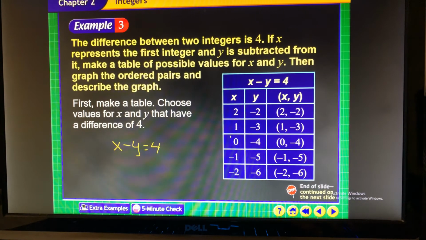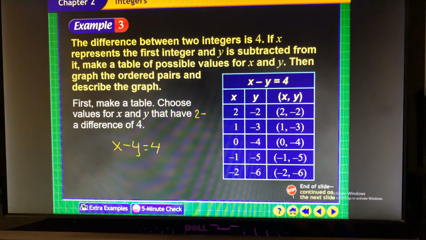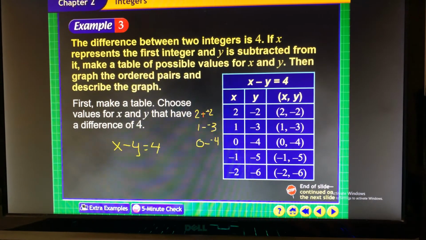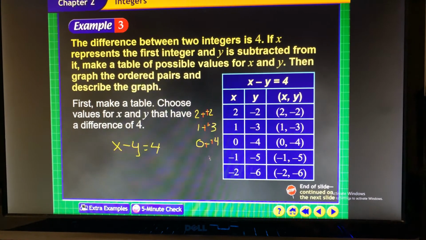So what you do is you just pick some values for x, any value you want for x, but then you have to think about what the y value has to be in order to make positive 4. Don't forget adding the opposite. So this one would be 2 minus negative 2. This would be 1 minus negative 3. This would be 0 minus negative 4. And you can see the pattern right away, so it's easy to figure out what the next one's going to be. I'm just reminding you that you add the opposite. That's how that makes 4, that's why that makes 4, that's why that makes 4, and so on. Okay? And then you go ahead and graph them.